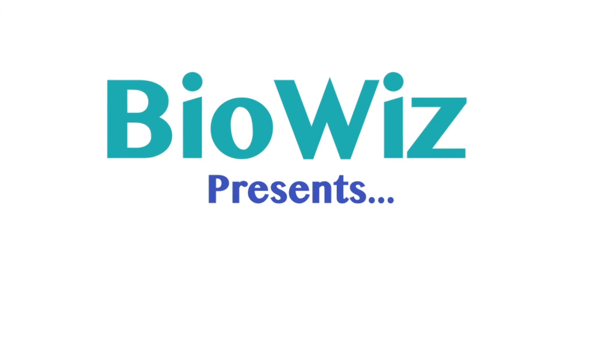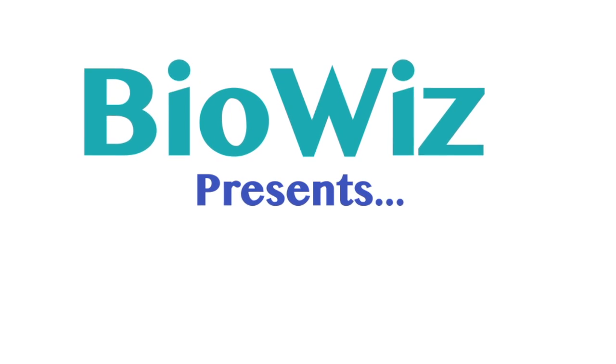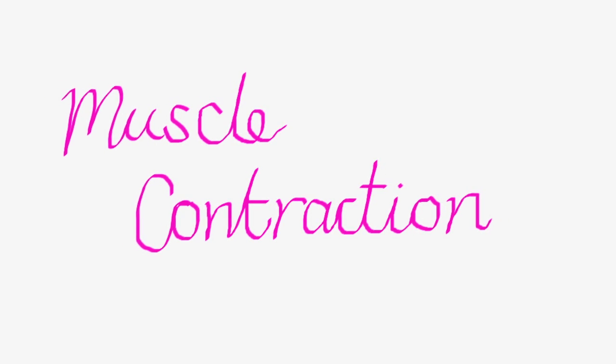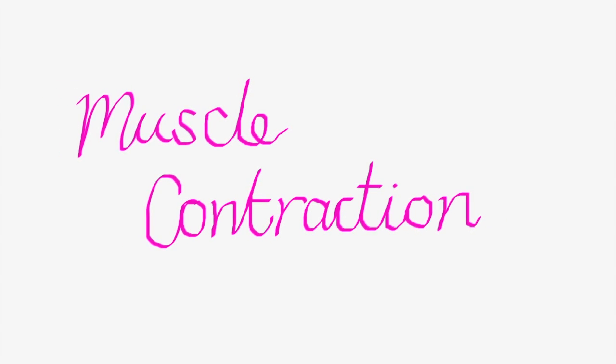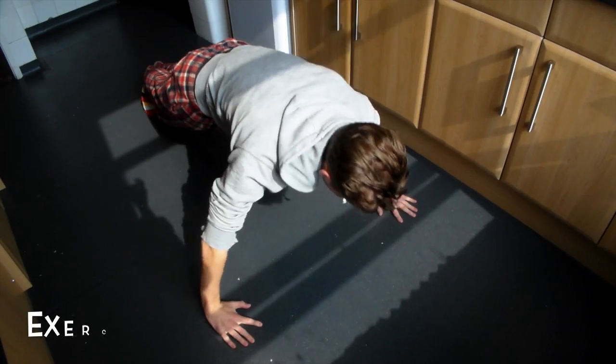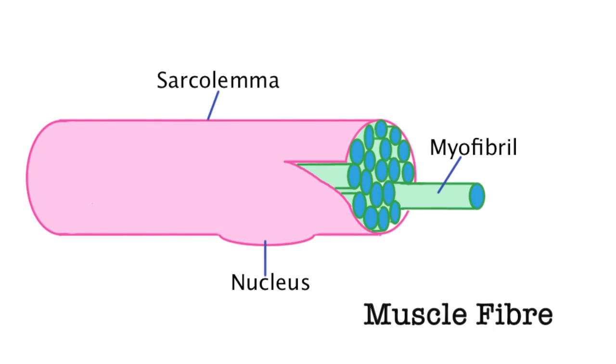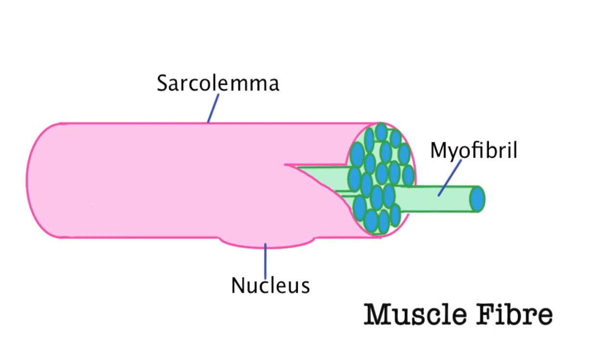Muscle contraction. Muscle contraction is actually a much more complex process than you may have first imagined. There are a number of cascading events which result in the movement of skeletal muscle. Contraction occurs as a response to a stimulus, whether it be voluntary, such as during exercise, or involuntary in the form of reflex action. Muscles are comprised of large bundles of long, thin cells known as muscle fibers.